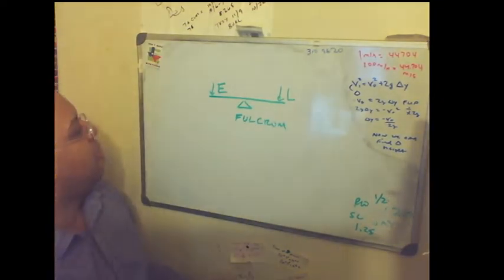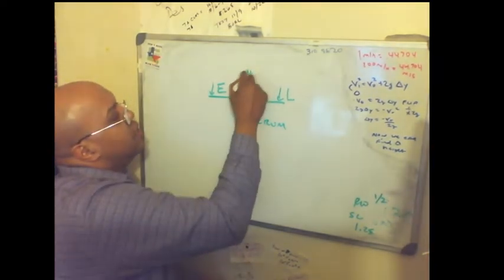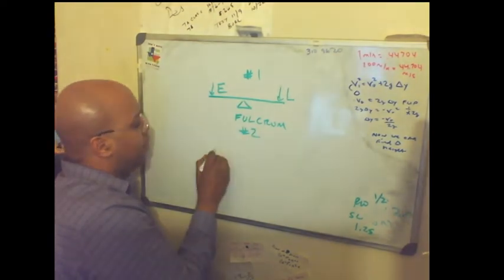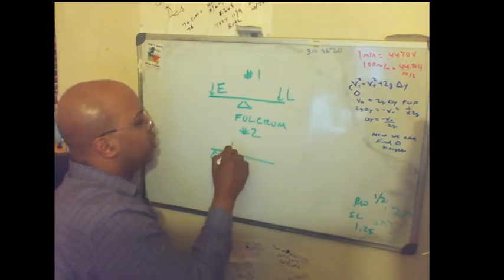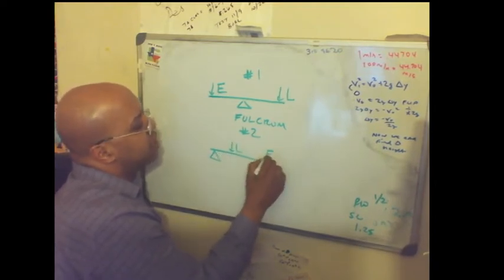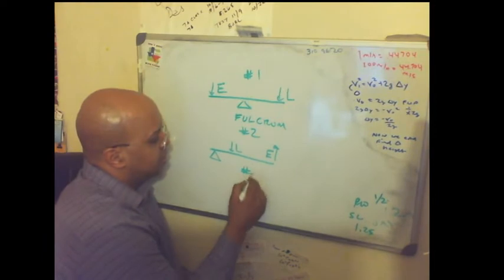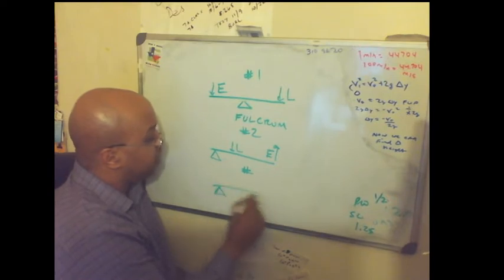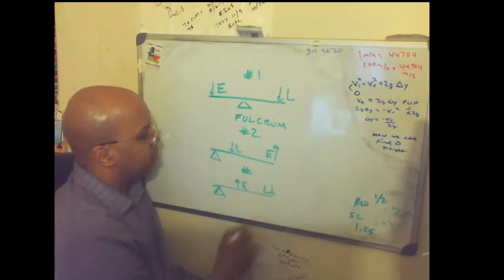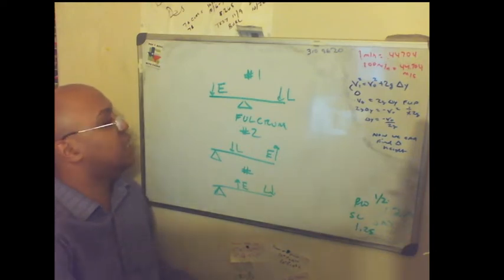A fulcrum. All right. Now, we have a second class lever. This is one, first class. The second class, the fulcrum is here. We have the plank here, and the load is here, and the effort is here, but it is in an upward direction. All right. The third class, very similar situation, but the effort is applied here, and the load is applied here. So what we have in this question is a first class lever.